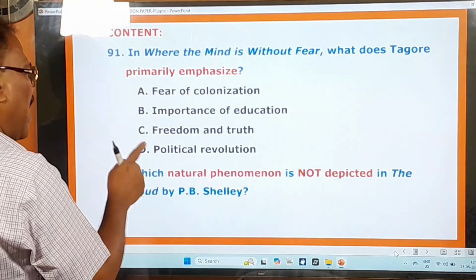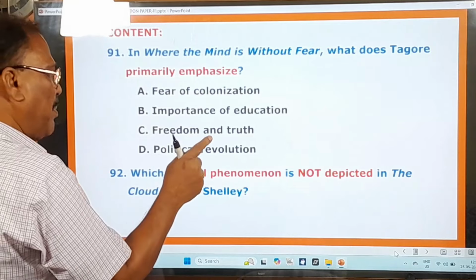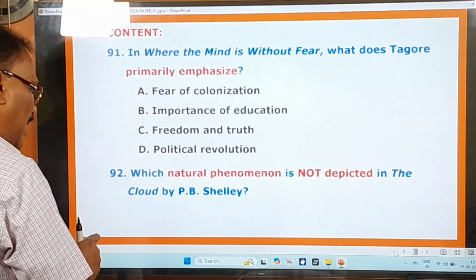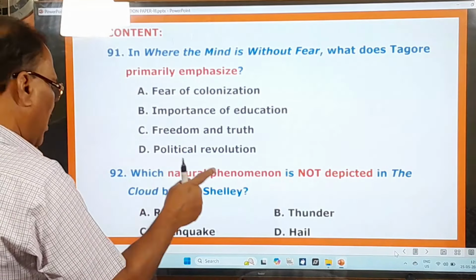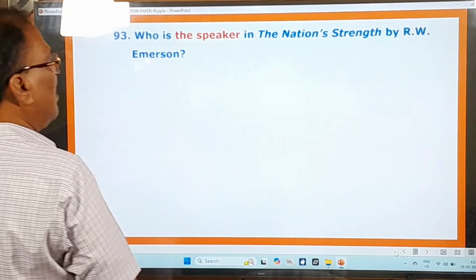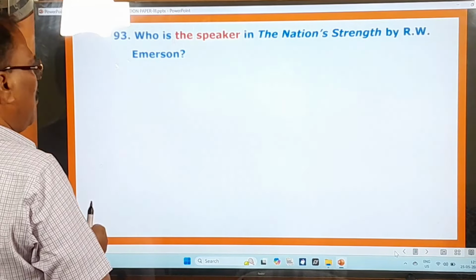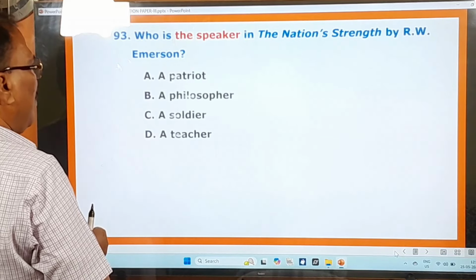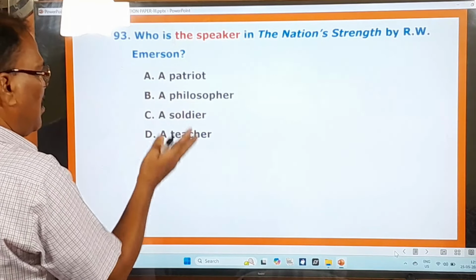92nd question. Which natural phenomenon is not depicted in The Cloud by P.B. Shelley? Rain, thunder, earthquake, hail. 93rd question. Who is the speaker in The Nation's Strength by R.W. Emerson? A patriot, a philosopher, a soldier, a teacher.